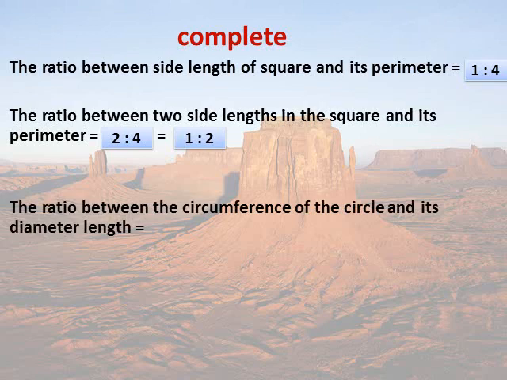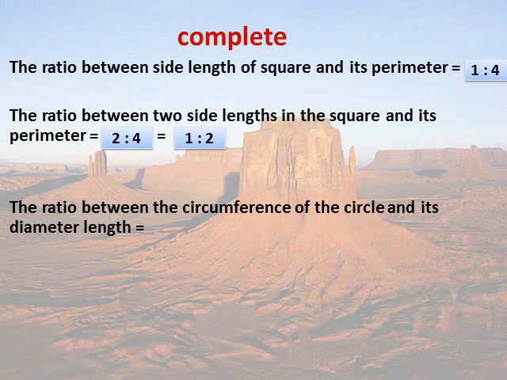The third example, the ratio between the circumference of the circle and its diameter length. As we know, the circumference of a circle equals diameter times pi, d times pi. Why can't we use 2r times pi? Because he wanted the ratio between the circumference and the diameter, so we must use the rule pi times d. The circumference of the circle equals d times pi.